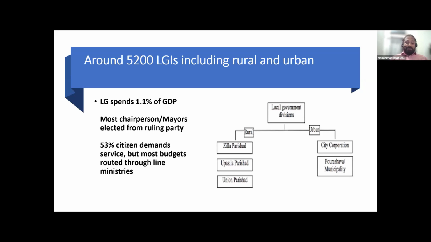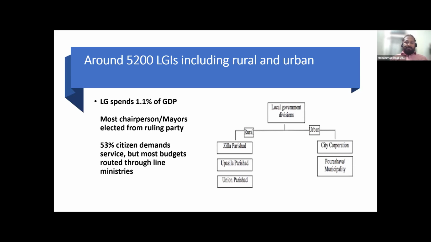4,700. Bangladesh's GDP, as you know, is around 300 billion now, and the total expenditure managed by all these LGIs is around 1.1% of the total GDP, which is just around 7.1% of the total government expenditure, whereas the total revenue collected by the LGIs is around 0.2% of the GDP. It's a huge, huge gap, and the gap is financed through government financing.